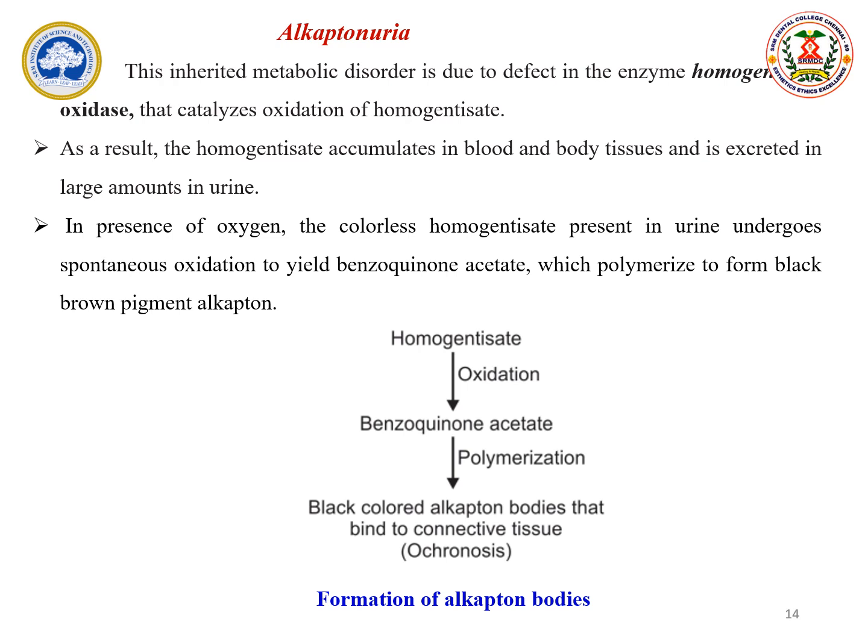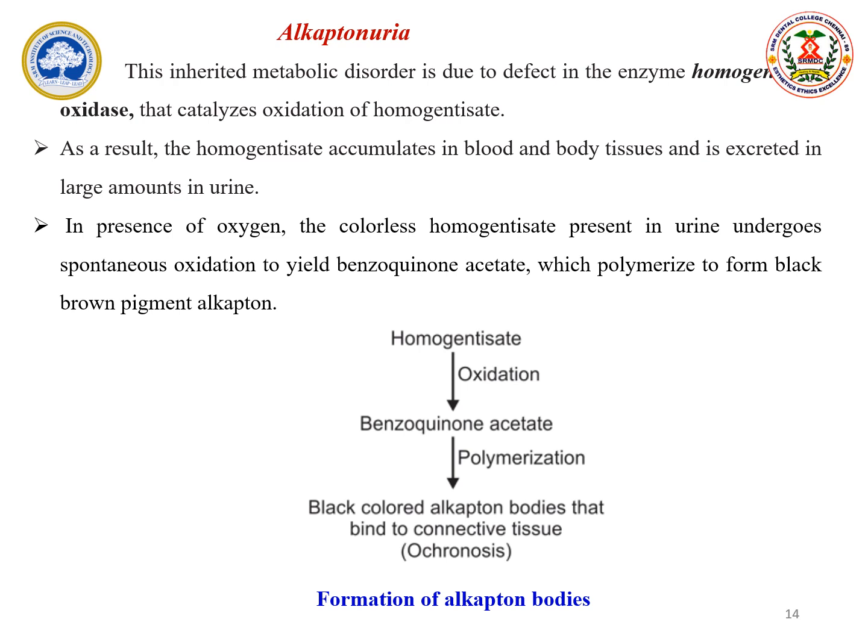The third inborn error of metabolism is alkaptonuria. This inherited metabolic disorder is due to a defect in the enzyme homogentisate oxidase, which catalyzes oxidation of homogentisate. Here homogentisate is oxidized to benzoquinone acetate.